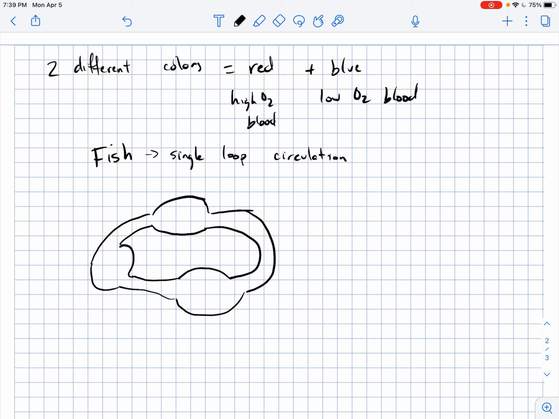The circulation kind of looks like this, and I'm going to label everything so we know what it all looks like. What we have here is a heart, and that heart receives low oxygenated blood from the body. And these are going to be my capillaries of the body of the fish.